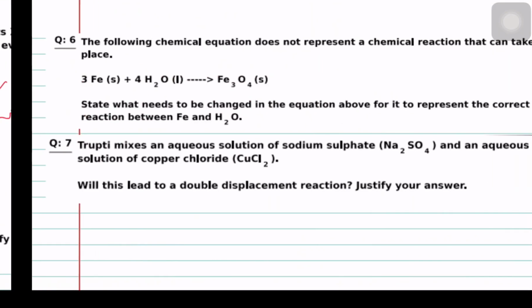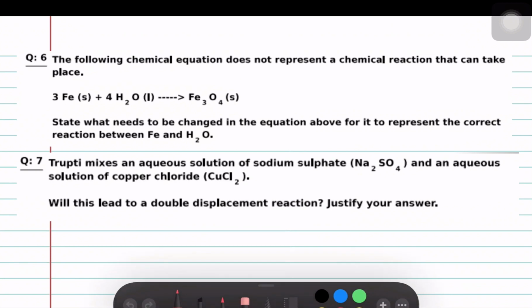Moving on. Question number 6. The following chemical reaction does not represent a chemical reaction that can take place. State what needs to be changed in the equation for it to represent the correct equation with reaction between iron and water. We know that iron does not react with cold water or hot water. It reacts with steam. And this is definitely not steam. So this needs to be changed. This needs to become gas. Everything else is right.